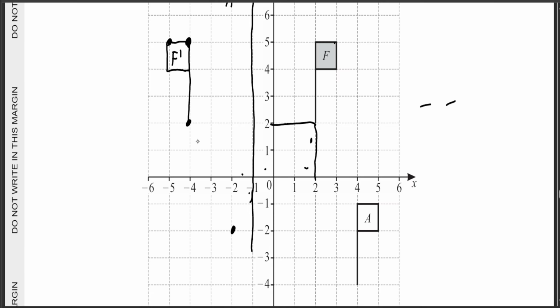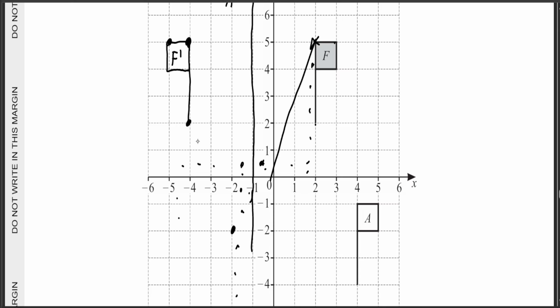Let's say one of the other points, this one here, is 2, 5. And since you're going this way, it's going to be 1, 2, 3, 4, 5.